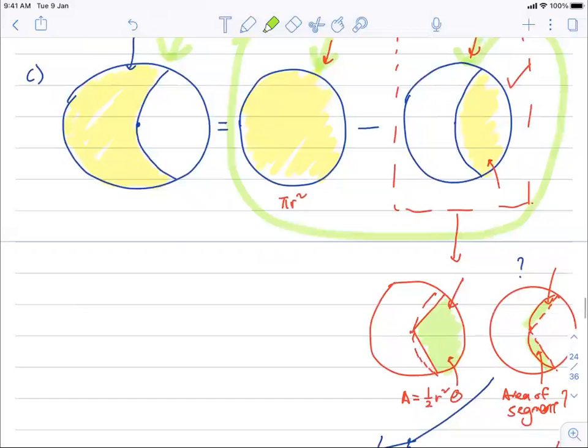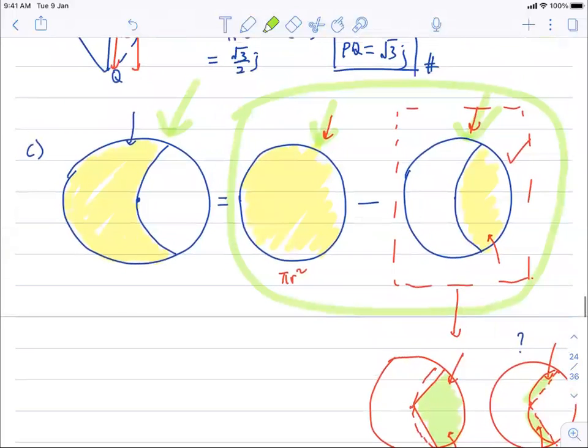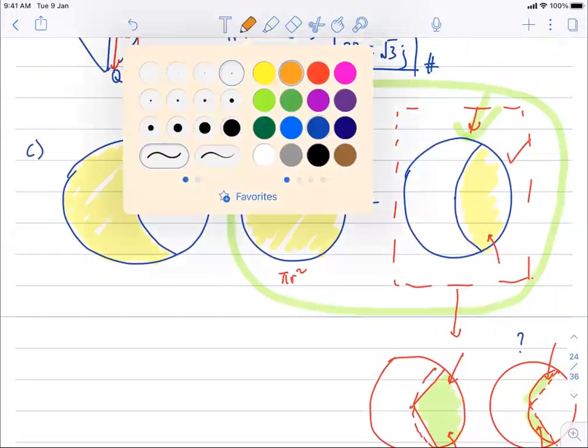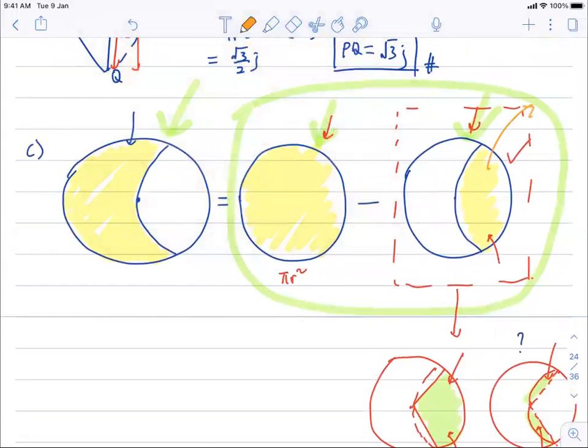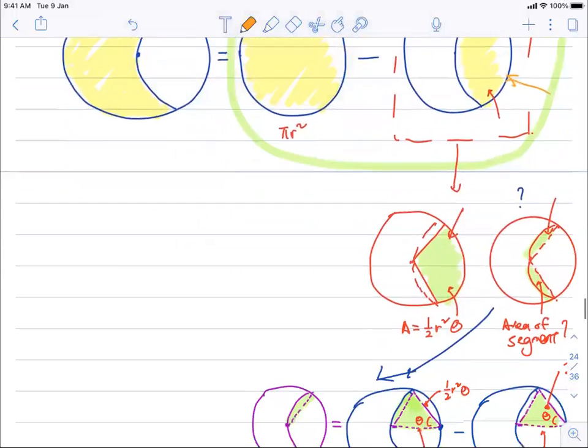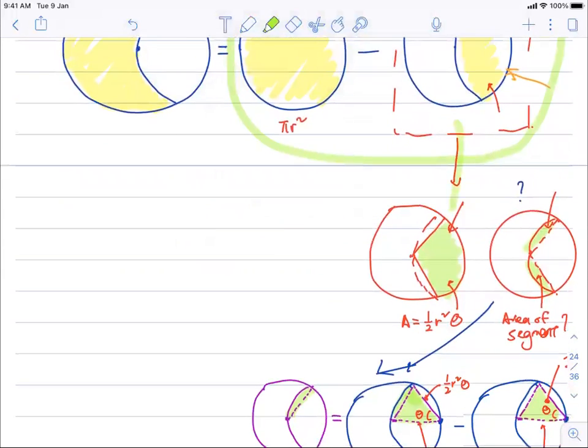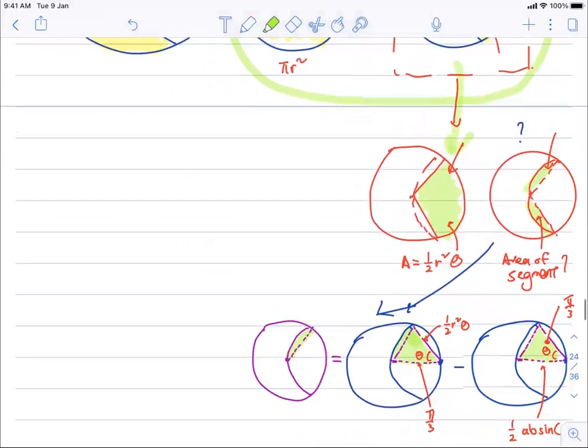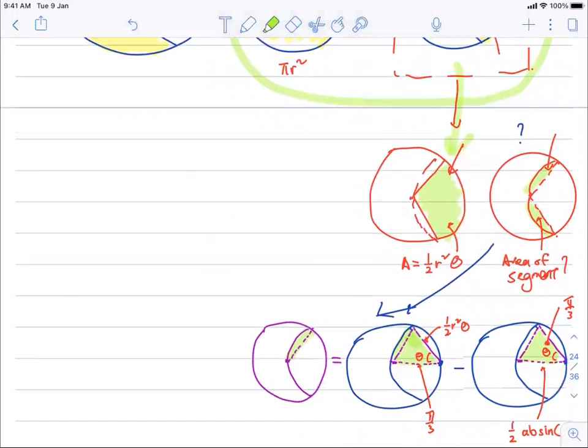Now, there's another problem. We are still not able to find the area for this part. How do we find the area for this one? We can actually split this area further into two parts. We can split this area into the area of a slice of the circle, which is equal to half r squared theta.